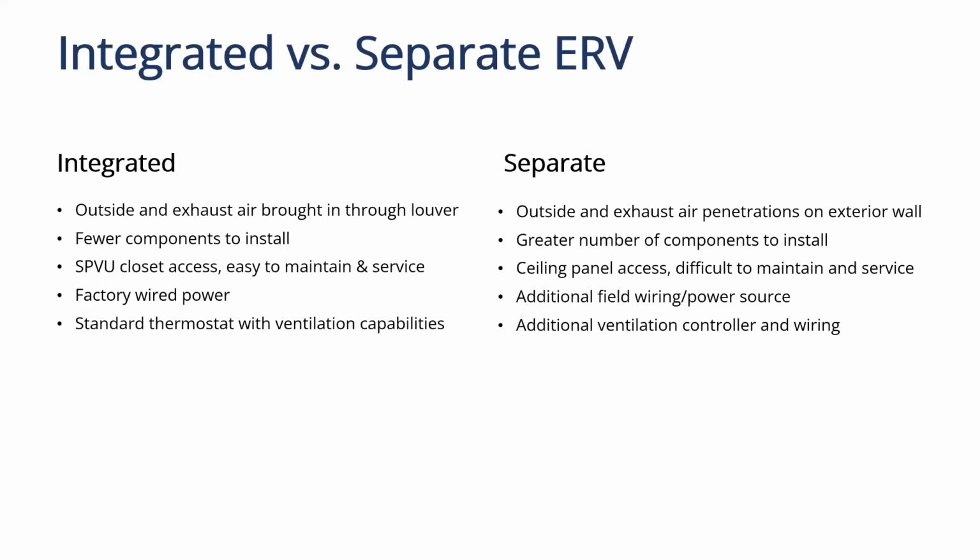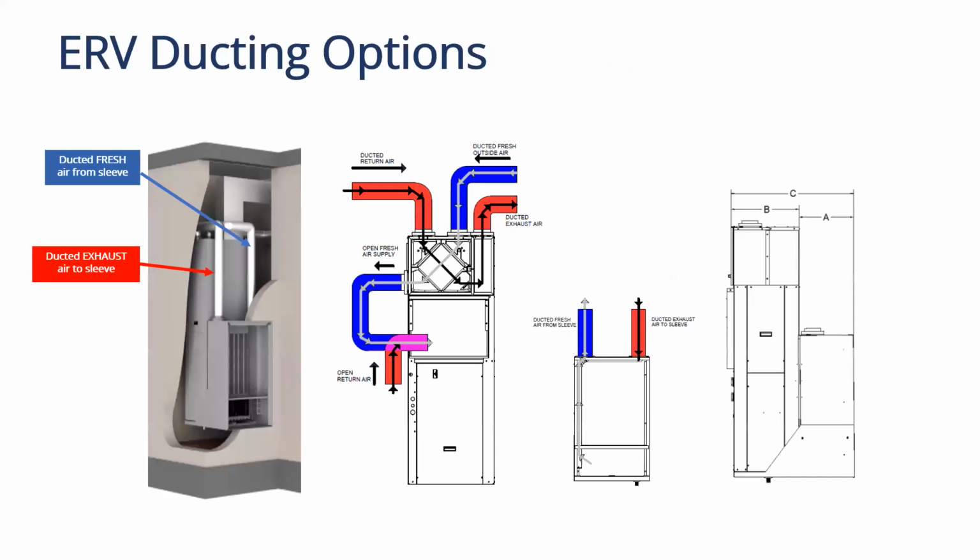And then finally, the standard thermostat with ventilation capabilities. If you're using a third-party separate ERV, typically they're going to have an additional controller and some sort of wiring that's needed between the unit and the controller, in addition to the thermostat for the heating and air conditioning system.